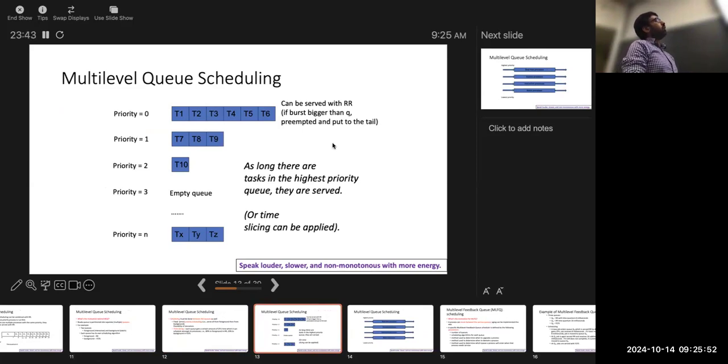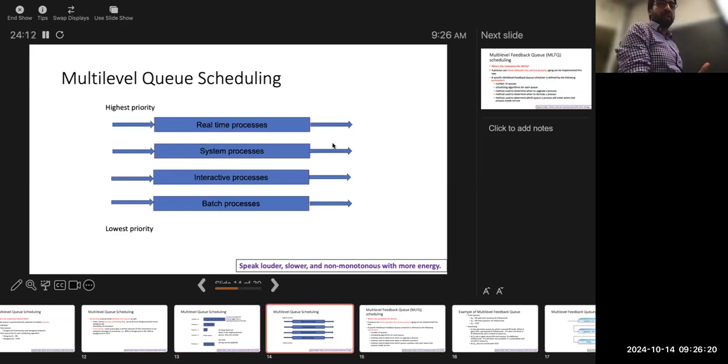So what you can do is use RR, or round robin, to schedule the processes belonging to the same queue, and to schedule among the queues, you can use different algorithms. For example, you can follow strict priority ordering, which means all the processes in the higher levels must be completed before you move to the next level, or you can use time slicing. So actually it is the same thing we have said, okay?